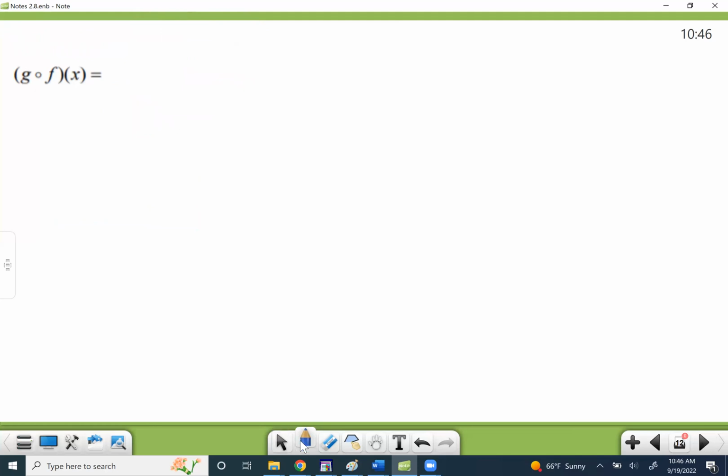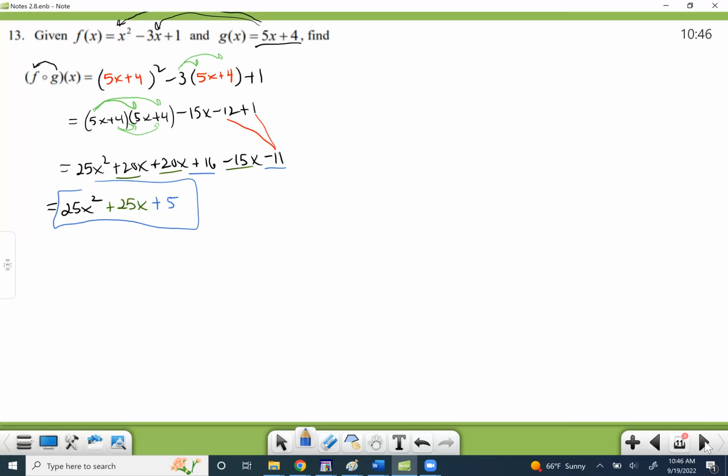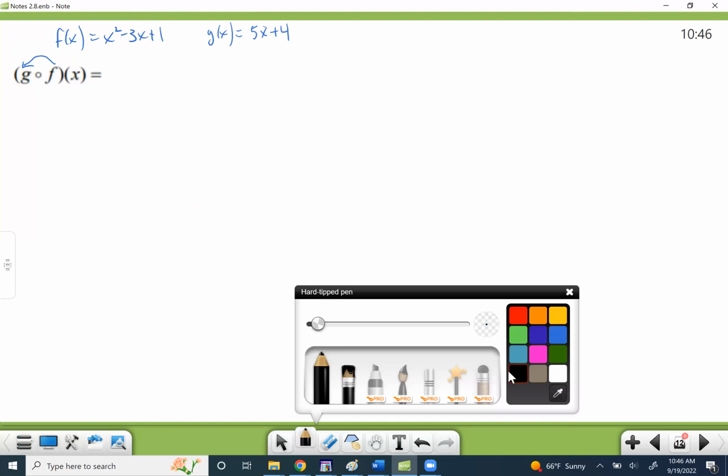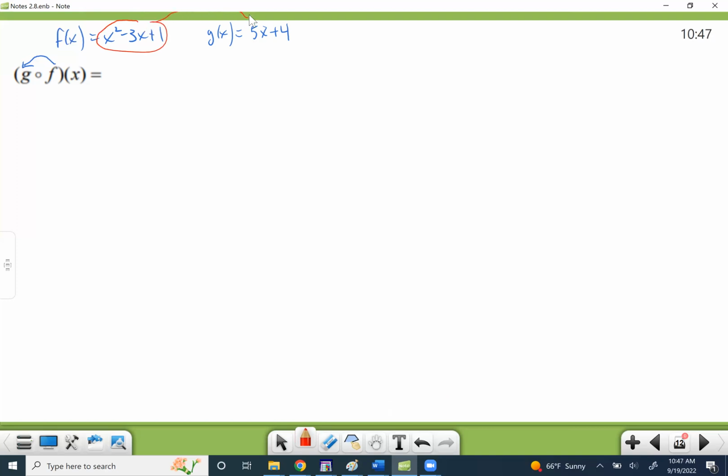But this time it means that F is getting substituted into G. So let me just write these functions down. Okay, I think it was what? X squared minus 3x plus 1. And then G of X was 5x plus 4. Okay, so we're going to take F, we're going to substitute it into G. So we're going this way with it now. All of this is going to get substituted in right there.